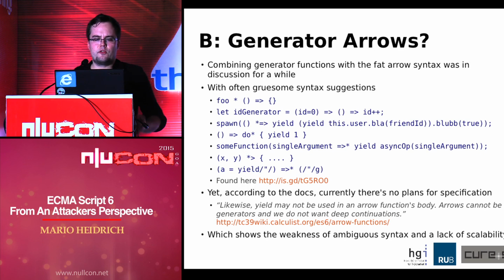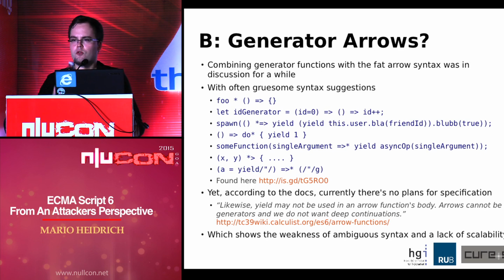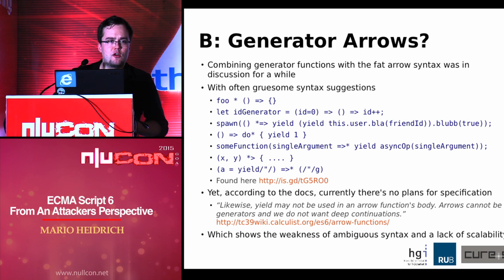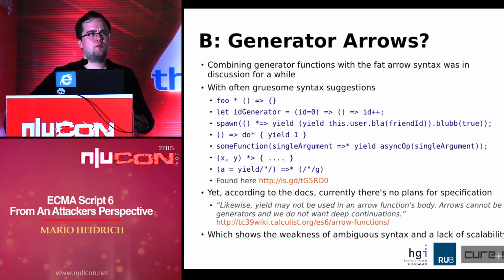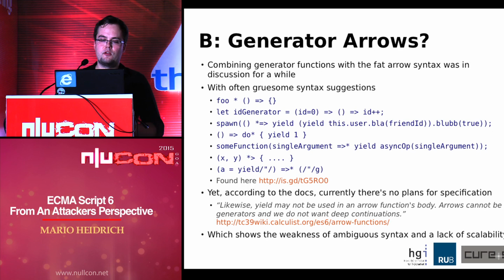There was consideration to also implement generator arrows, basically meaning they wanted to combine the feature of generators with the fat arrows. And people said, yeah, that would be cool to have fat arrow generators, it would be so useful, we could save so many characters. But then they realized that they can't do it, because there are too many possibilities to collide with existing code or with existing syntax constructs.